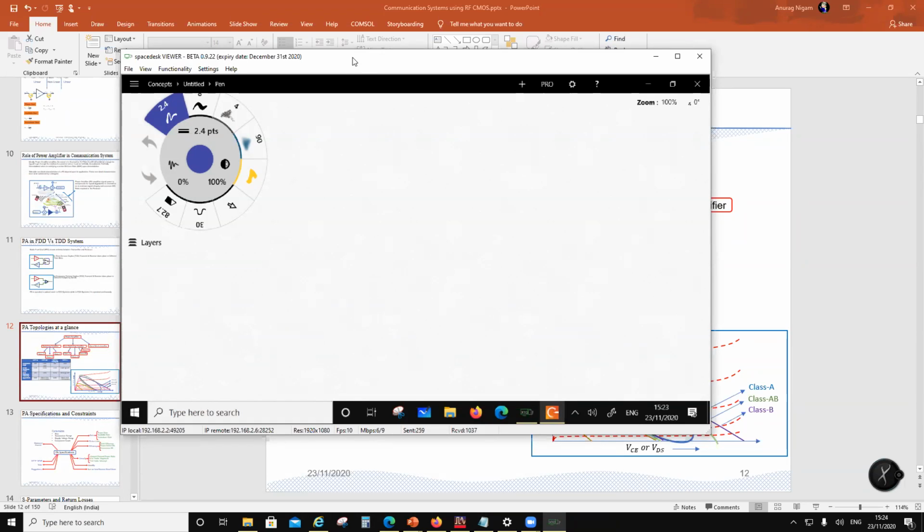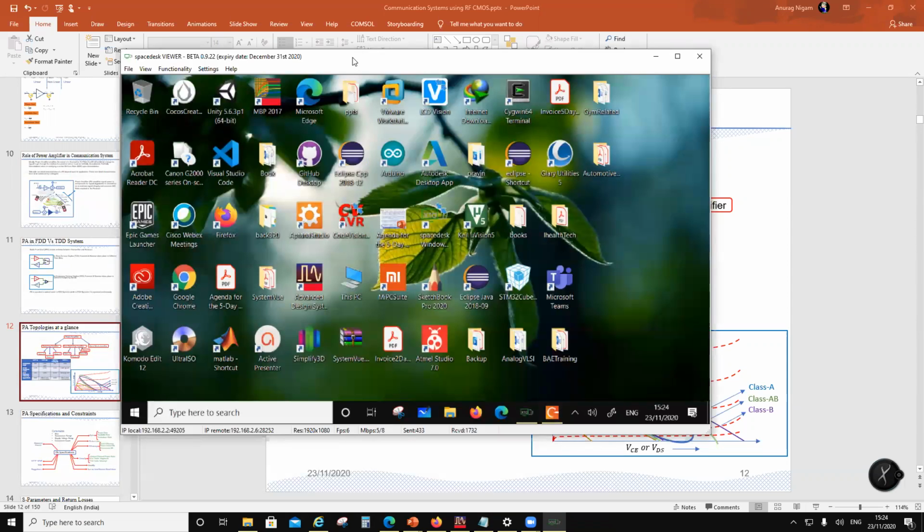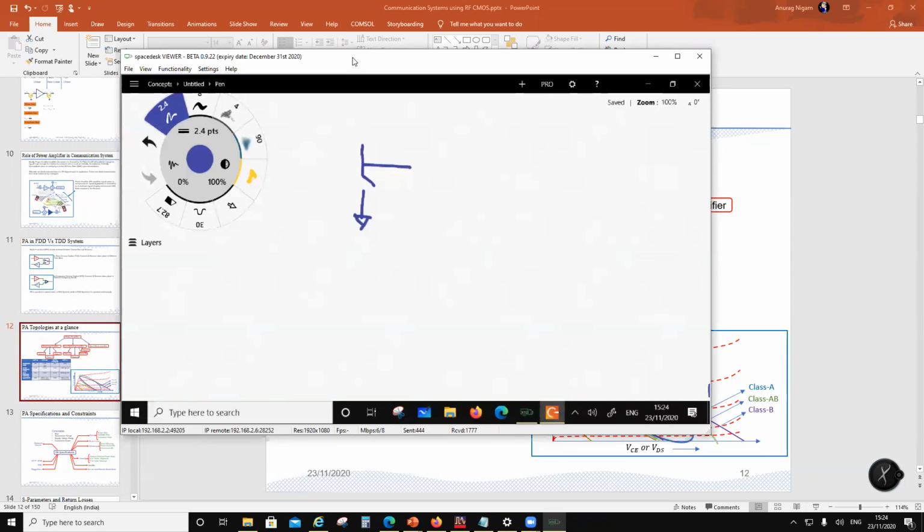So let me say this. There is a switch here, so this is my equivalent of a transistor. At this point, I'm going to put a match here, and then there is a load. And then there is a choke here, and there is a supply here. And this is my match.